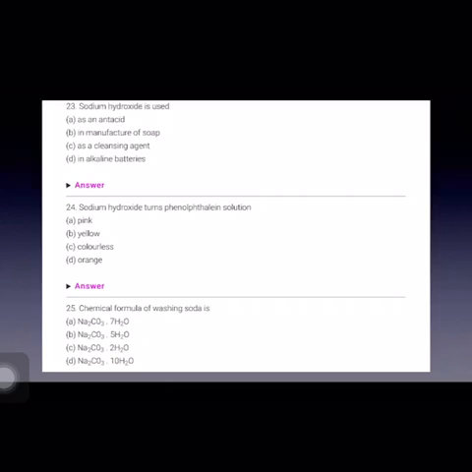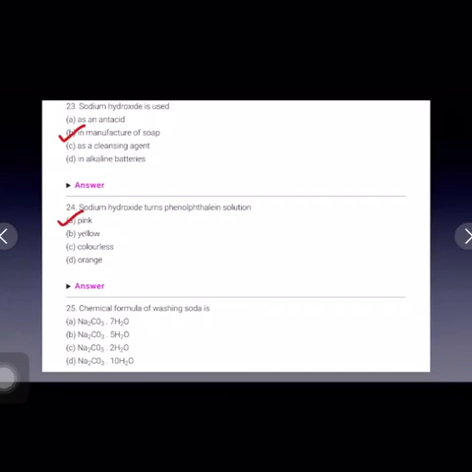Next question is, sodium hydroxide is used in the manufacture of soap, B part. So it is used in the manufacture of soap. Next question is, sodium hydroxide turns phenolphthalein solution to pink, because sodium hydroxide is a base and base turns phenolphthalein to pink.